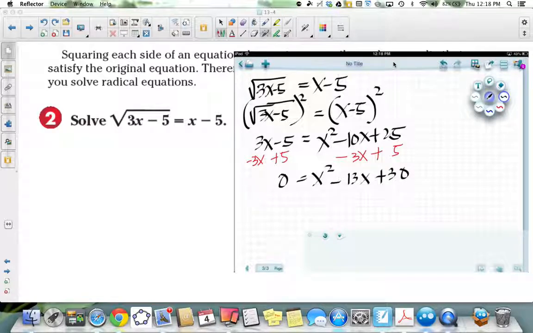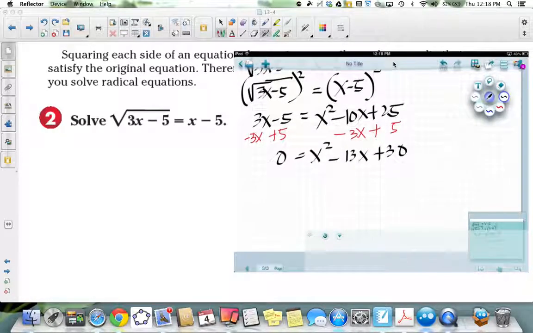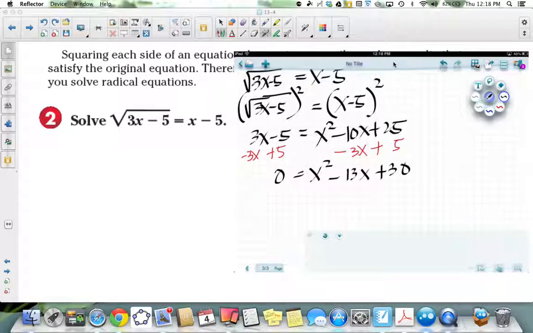And from what we learned, in order to solve this type of problem, we factor x squared minus 13x plus 30. We use the X method: 30 is on top, negative 13 is on the bottom. What are the two factors of 30 which will give you a sum of negative 13? That would be negative 10 and negative 3.